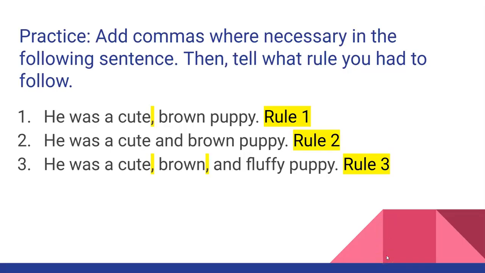Here's what I was looking for in those example sentences. Number 1, he was a cute, comma, brown puppy. That was rule number 1, which said if we had 2 adjectives describing the same noun, we need to separate them with a comma. Number 2, he was a cute and brown puppy. We actually don't need any commas there because rule number 2 told us if we have 2 adjectives describing the same noun, but they are separated by a conjunction, you don't need a comma. And rule number 3, you should have had he was a cute, comma, brown, comma, and fluffy puppy. That was rule number 3. Please make sure you have this copied down and then move on to the next part of your assignment.